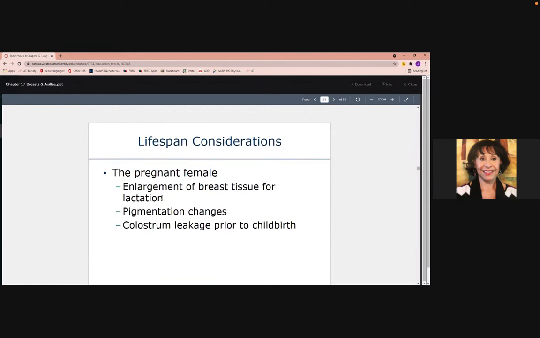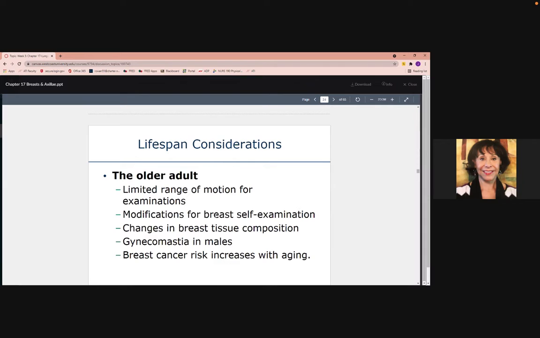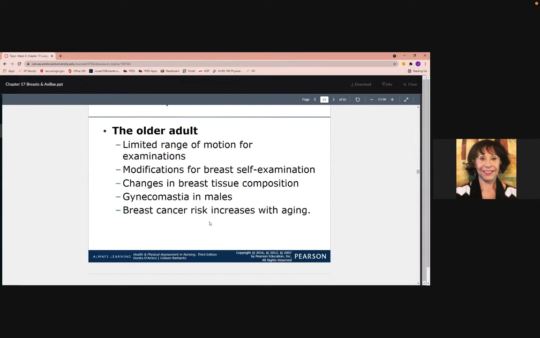Pregnant female: the enlargement of the breast tissue for lactation. There are pigmentations in the breast, and there is colostrum leakage prior to childbirth. But we concentrate on the older females. There is a limited range of motion for examination. Sometimes the best way to examine the breast is to put your hands behind your neck, but because of arthritis or weakness of the muscles, some older women cannot do that.